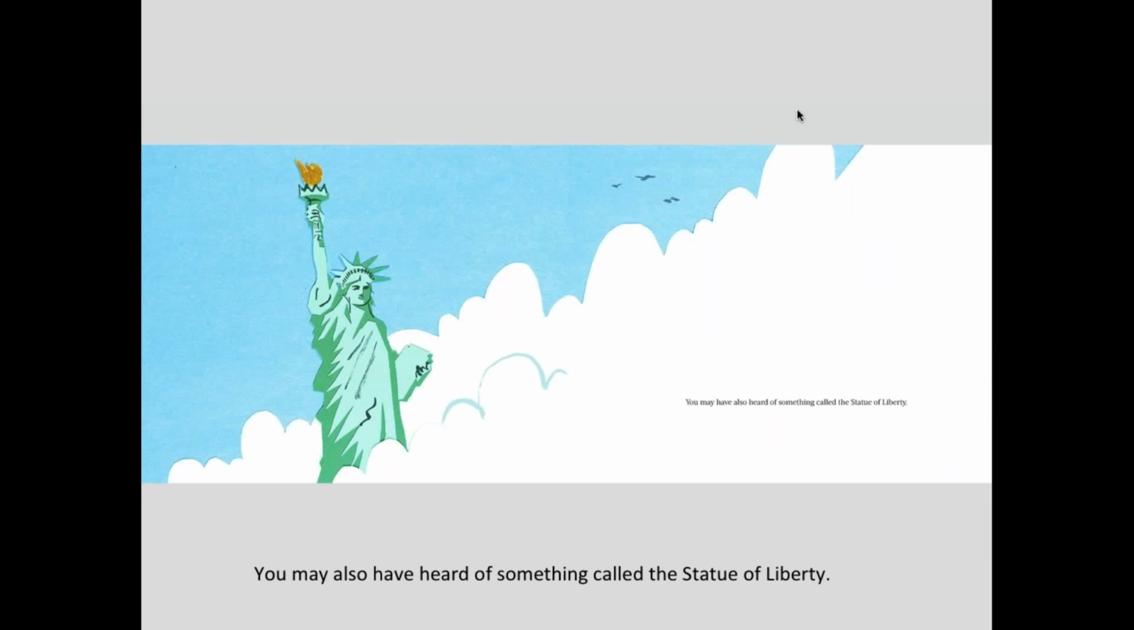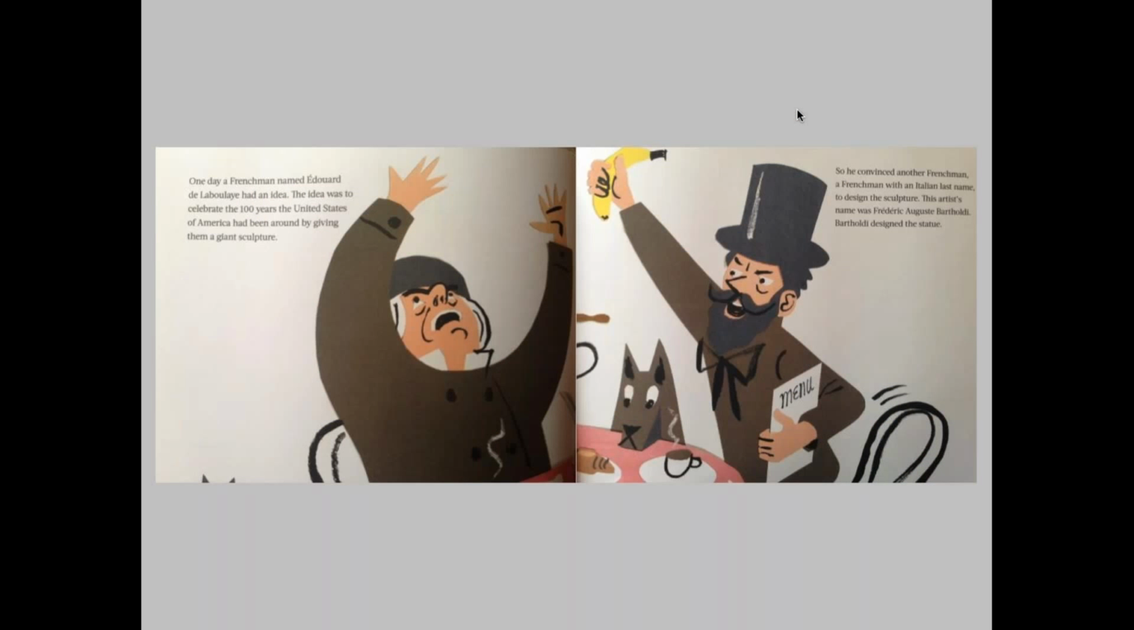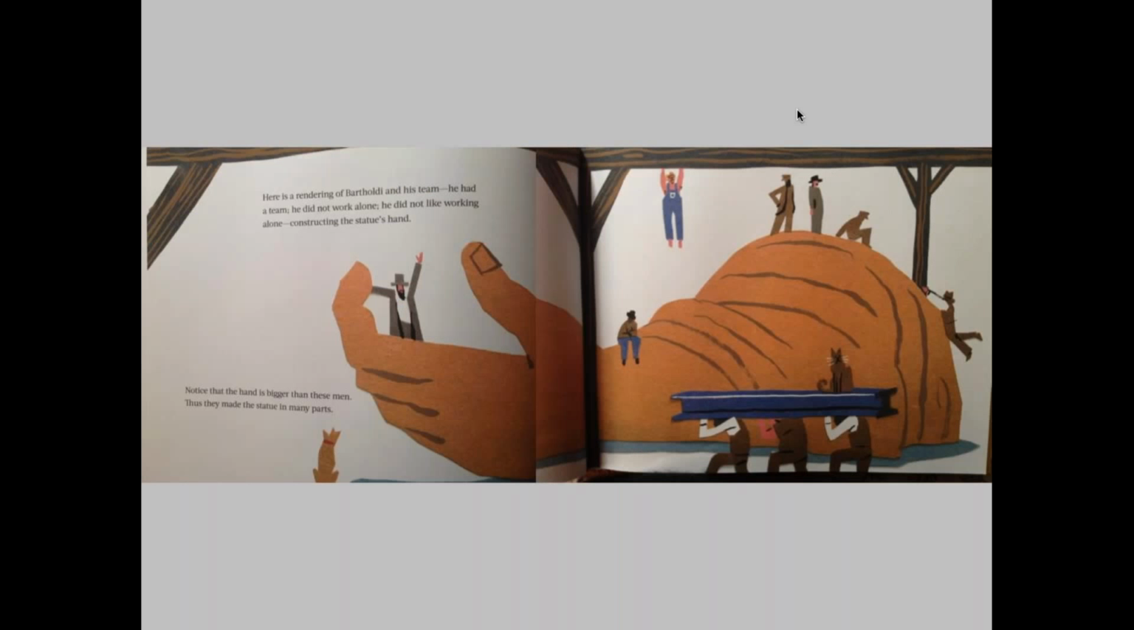You may also have heard of something called the Statue of Liberty. Did you know that the Statue of Liberty comes from France? This is true. This is a factual book. We'll be looking at many pages from this book, but not all. The book is actually much longer and more full than what we'll be seeing here. So it begins here with talking about the two Frenchmen, Laboulaye and Bartholdi, who had this totally incredibly outrageous idea of making this enormous sculpture and presenting it as a gift to the people of the United States. And here they're starting to work on it with a big team of helpers.